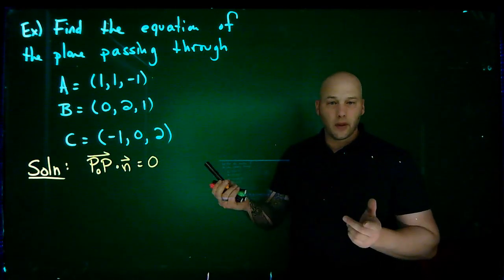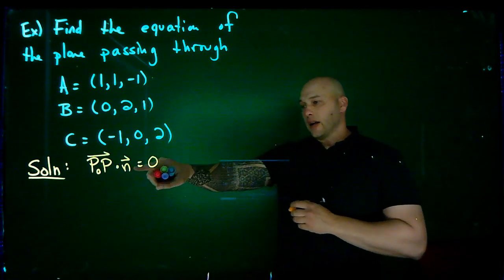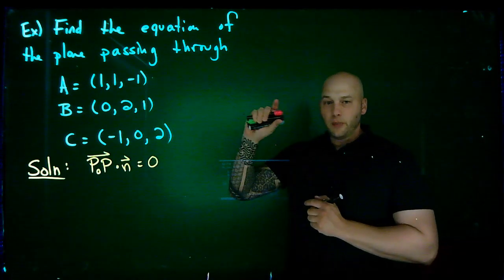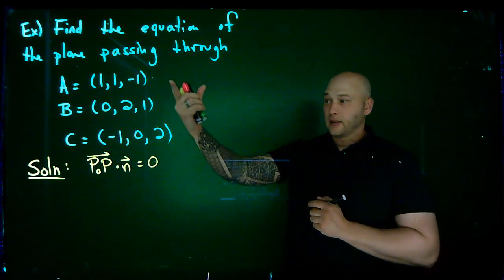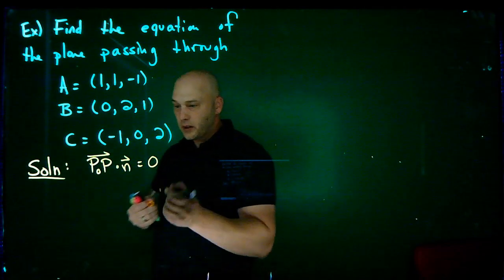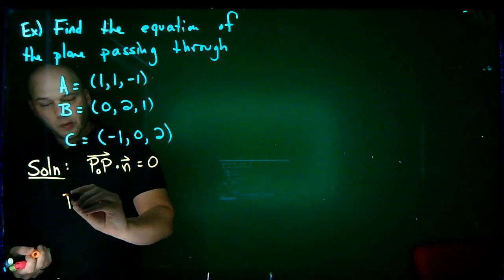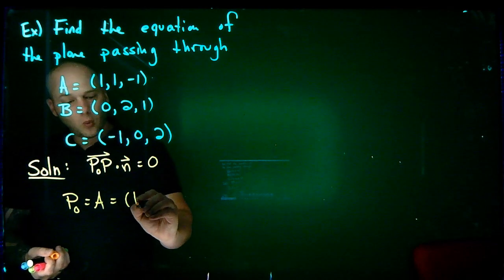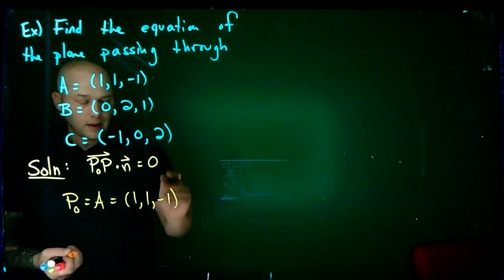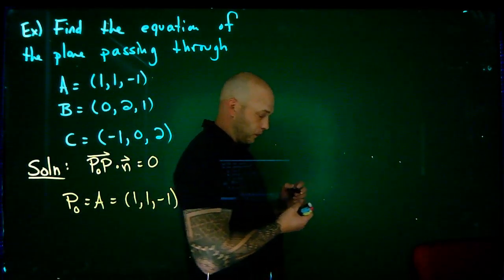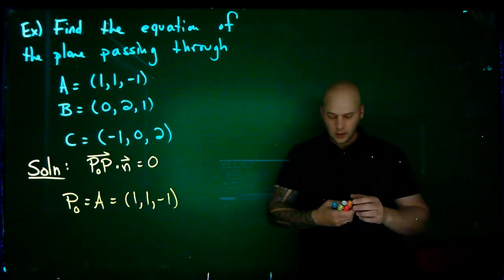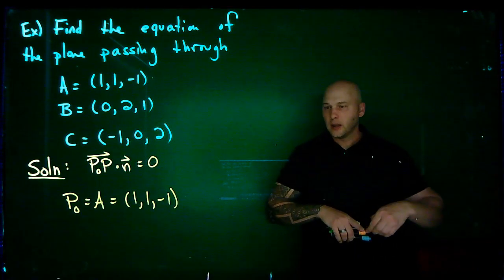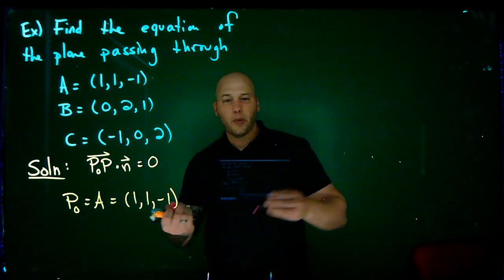So how do I come up with that? Well, P naught, again, is a fixed point. So I can really label that as A, B, or C. Makes no difference. In this case, I'll say the point P naught is A, which is 1, 1, negative 1. I know that that point lies in the plane. Well, let's do a sketch here and see if we can figure out how we could come up with our normal vector.